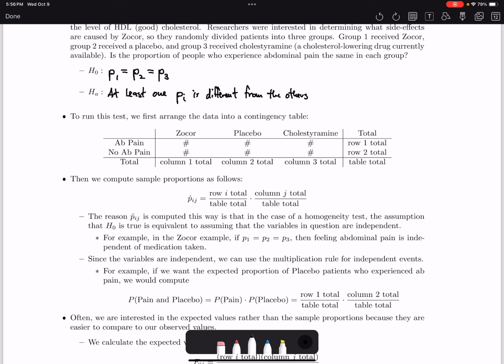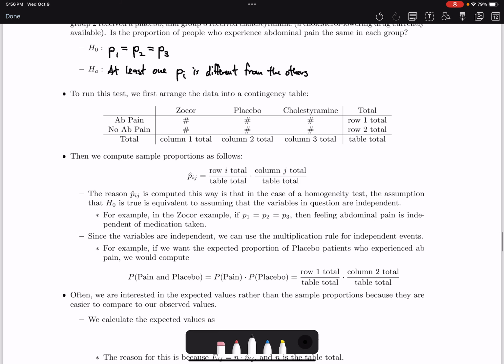Now, if we want to compute the sample proportion of people who fall in a particular place on this contingency table, let's say, for example, that I wanted to know the proportion of people in the cholestyramine group who did not experience abdominal pain. This would be row 2, column 3, right? It's row 2, column 3. So what we would do is take the row 2 total and divide it by the table total and multiply that by the column 3 total divided by the table total.